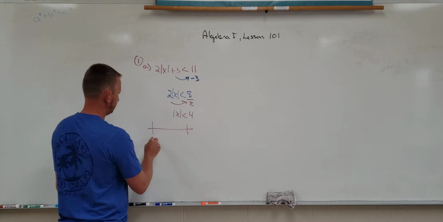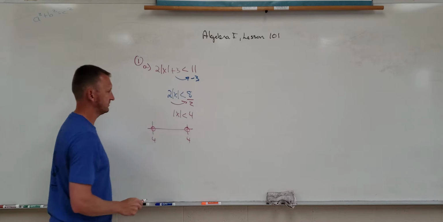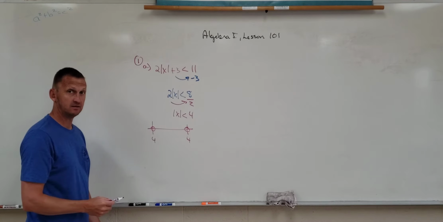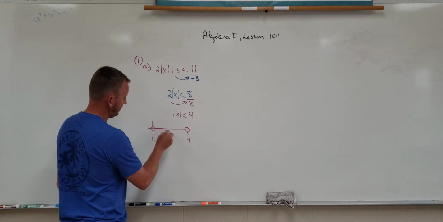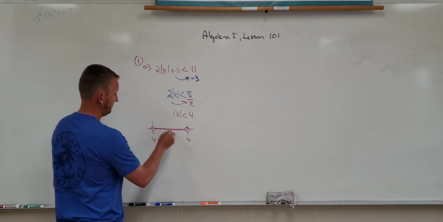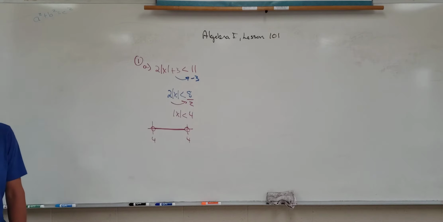Graphing wise, 4, -4. We do not fill our circles in. Less than means it's going to be between the two. And it's a conjunction. So our simple graph. That was 1A.